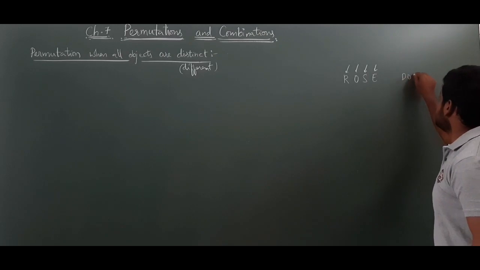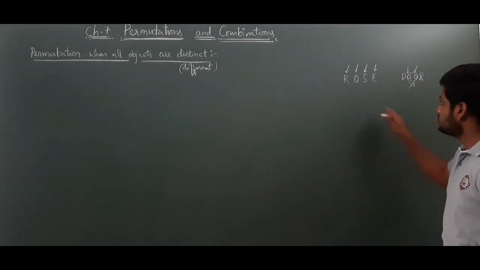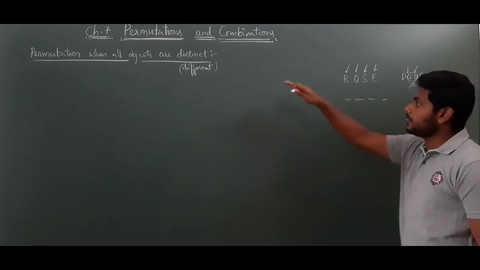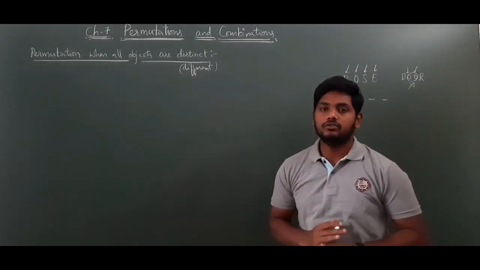For example, if we consider a door, here O and O, these two are the same, right? So this case we will discuss later. When we have different objects, when we are finding permutations, then we have two formulas.